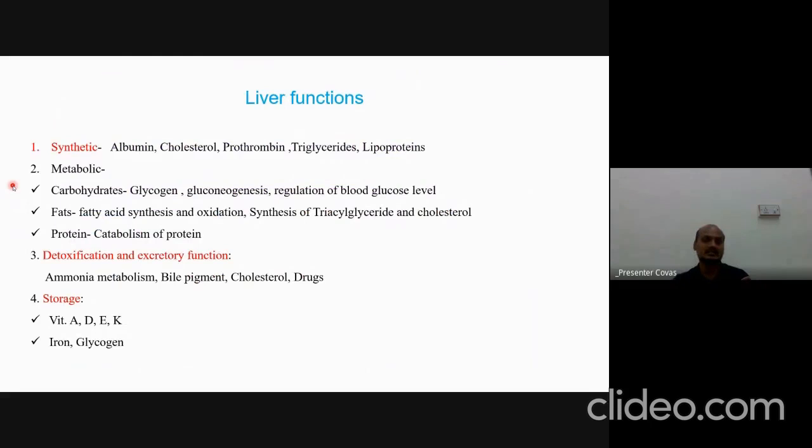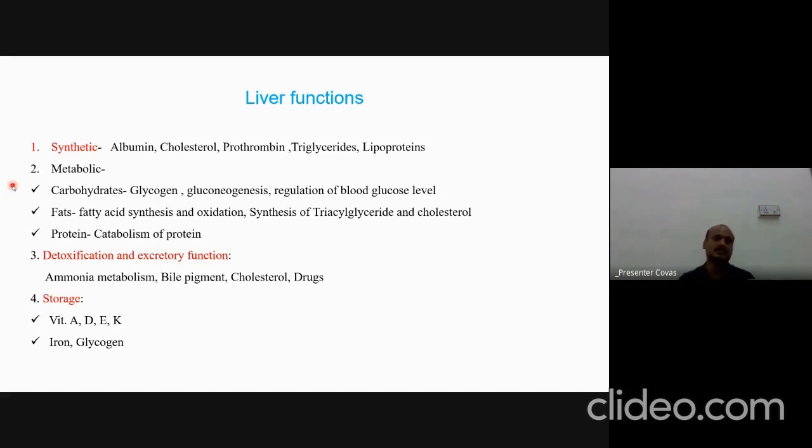Next is liver function. The synthetic function includes the synthesis of albumin, cholesterol, prothrombin, triglycerides, and lipoproteins. Next is the metabolic function.